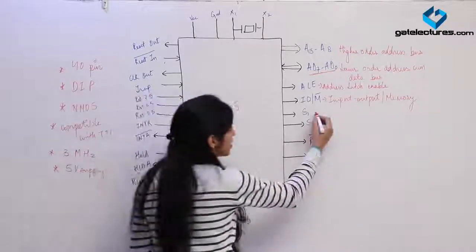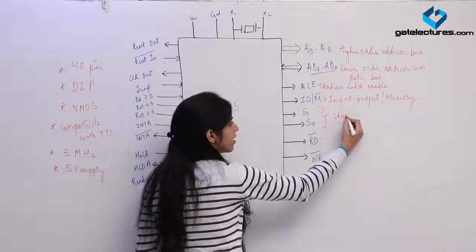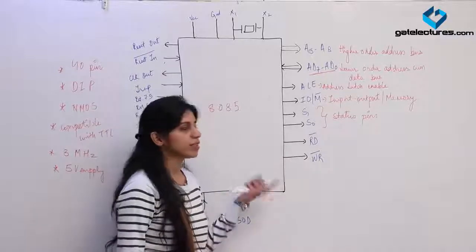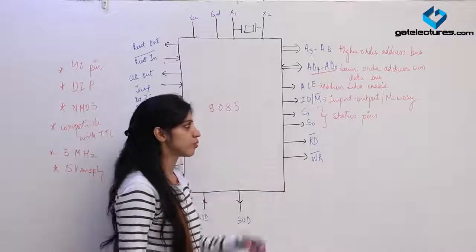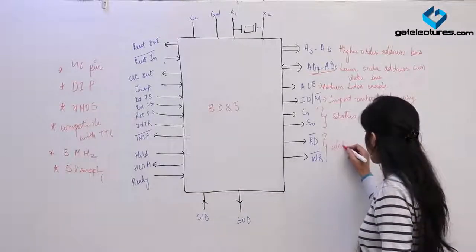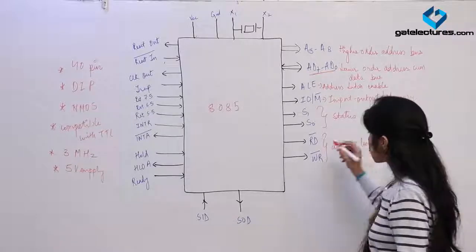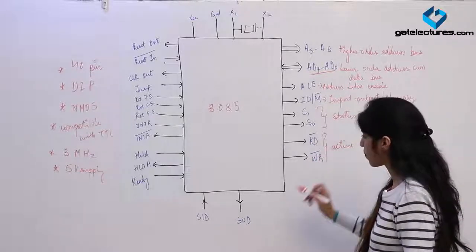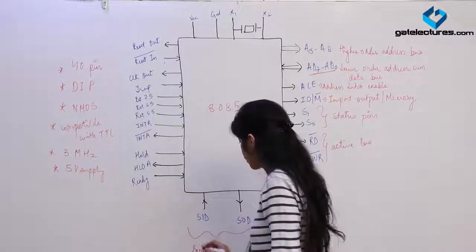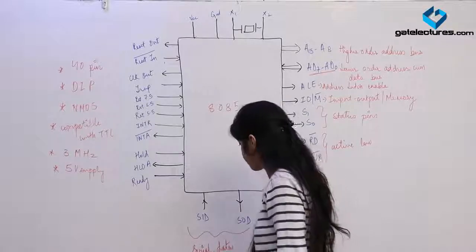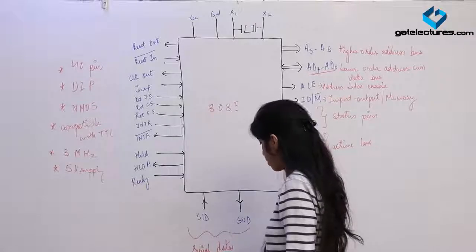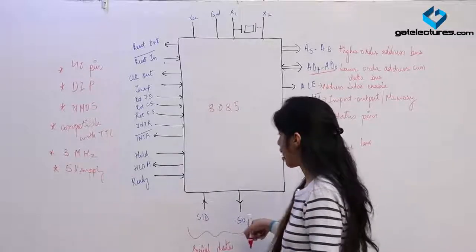Fine, these pins S1, S0, they tell you the status. Status means when you are writing the memory, when you are reading the memory, when you are writing the input output, reading the input output. These two are active low pins. They are active low and used for reading and writing. This is read bar, write bar. This is for serial data communication. Okay, this is serial input data, this is serial output data.